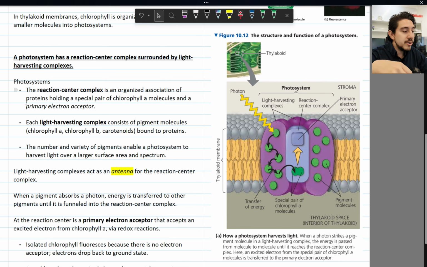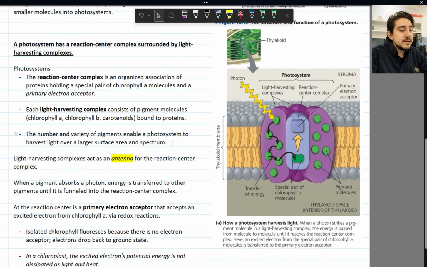Okay, so on this membrane, you have a particular area that's called the reaction center complex. And if we take a look at this diagram here, you have this central portion here. And in this reaction center complex, you have what is called a primary electron acceptor, and you have this chlorophyll A molecule. Okay, so they're organized in a particular way where the electrons from a chlorophyll A molecule will jump to this primary electron acceptor. Okay, and I'll get back into that in a bit.